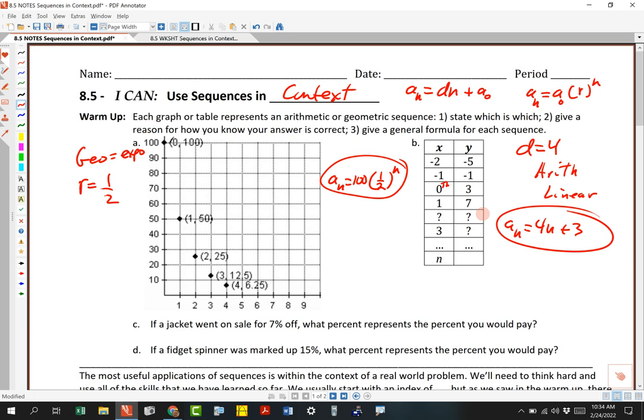Okay, now, if you can do that, you can do the assignment today. We just need to be able to pick that information out from the context of a problem. So there are two little last warm-up questions right here. It says, if a jacket went on sale for 7% off, what percent represents what we actually pay? And the next one is, a fidget spinner was marked up 15%. What percent do we actually end up paying? So think about this one for a minute. If it's 7% off, what percent do we actually end up paying?